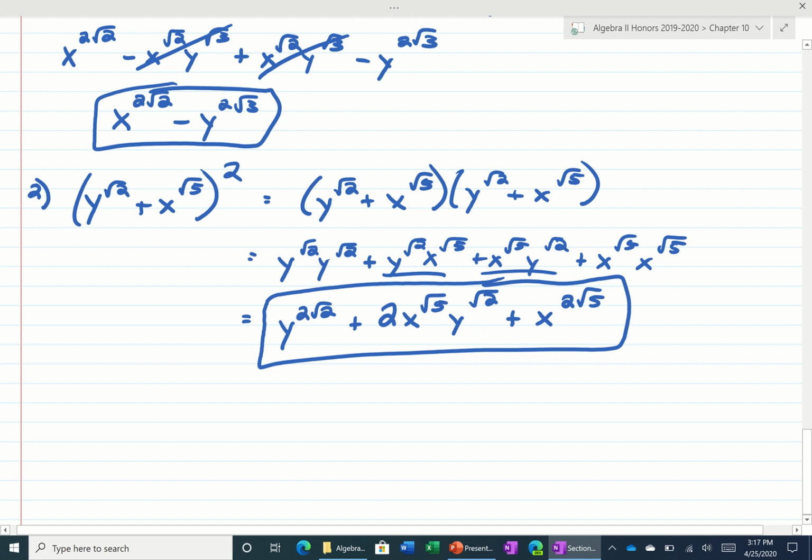And that's the lesson today. For homework, I would like you to please practice 10-1. I would like you to please do the evens.